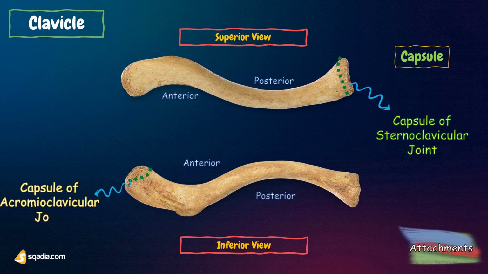The muscular attachment of the clavicle can be described in terms of capsule attachment, muscle origin, and muscle insertion. Capsules. At the lateral end, capsule of acromioclavicular joint is attached as shown here. At the medial end, fibrous capsule of sternoclavicular joint is attached as shown here.